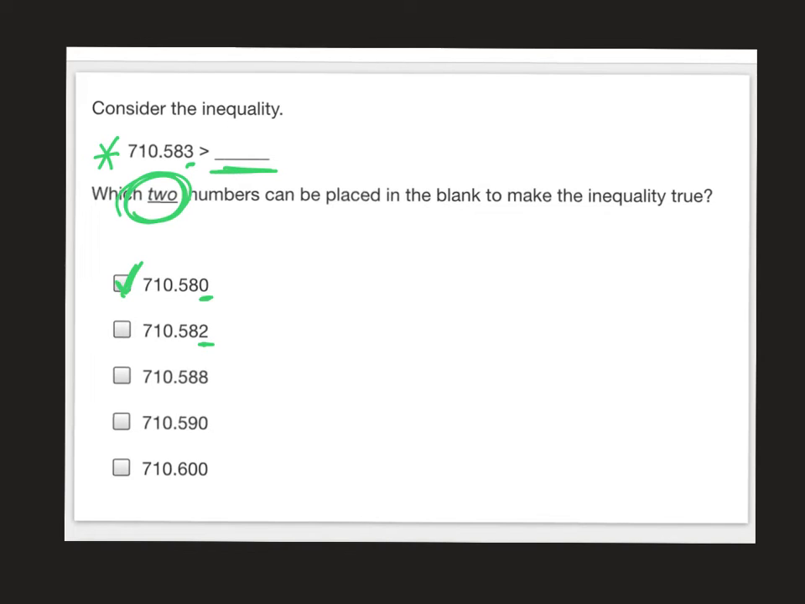It's in the thousandths place. 3 is greater than 2, so it's also true. So the first 2 are actually our answer, because if I look at the next one, I'd be comparing the 3 and the 8, which would not be true.